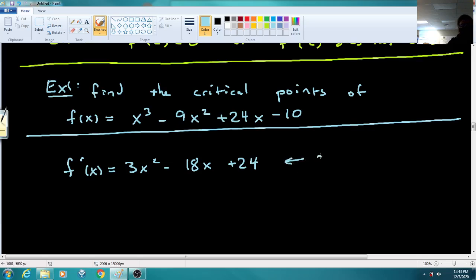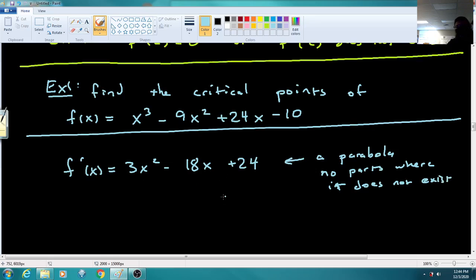This is just a parabola, because it's in ax squared plus bx plus c form, so it will have no parts where it doesn't exist. There's no division by 0 or square roots of negatives or any of that weird stuff that can happen here. That's just a regular old parabola. So we're going to be interested in where the parabola is equal to 0. That's how we're going to find our critical points.